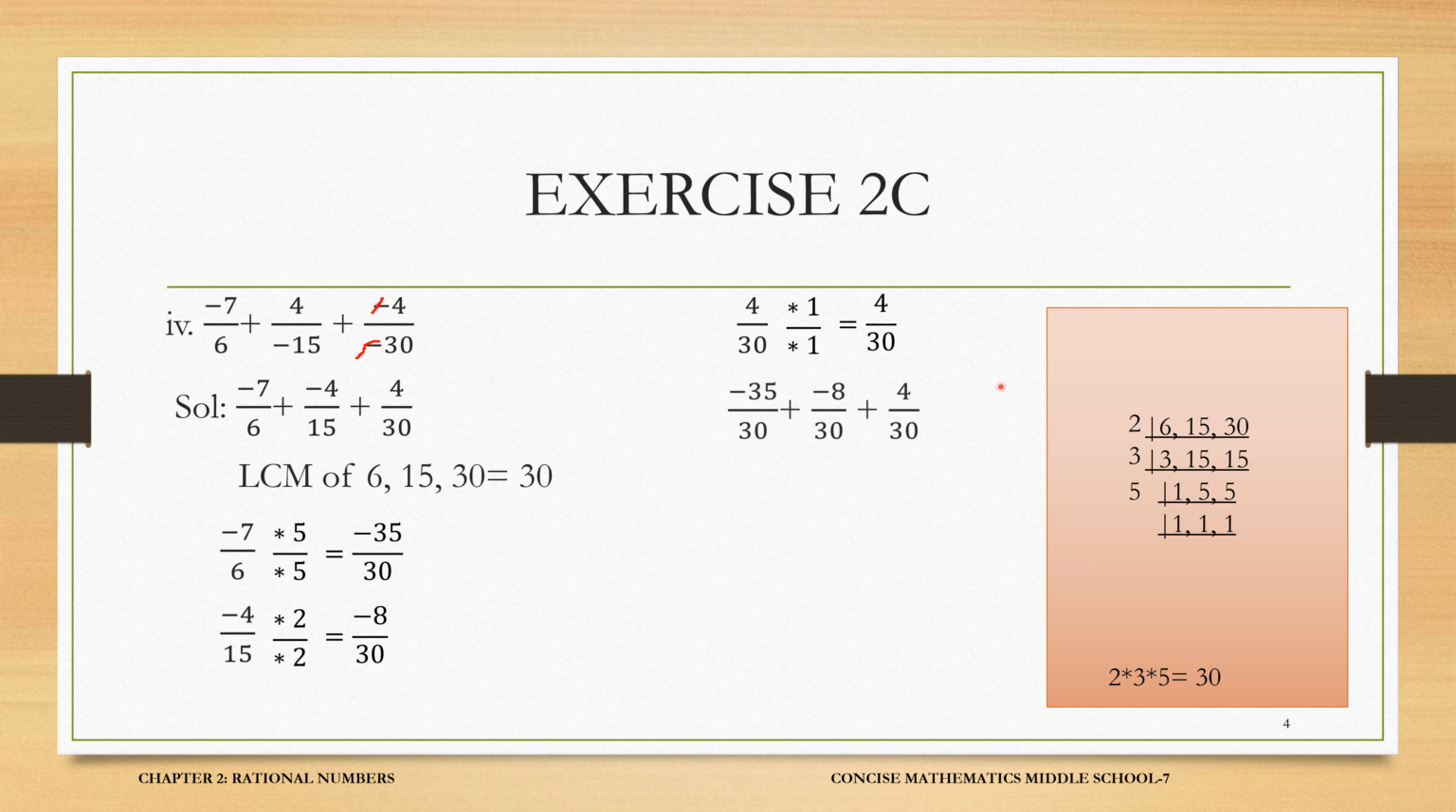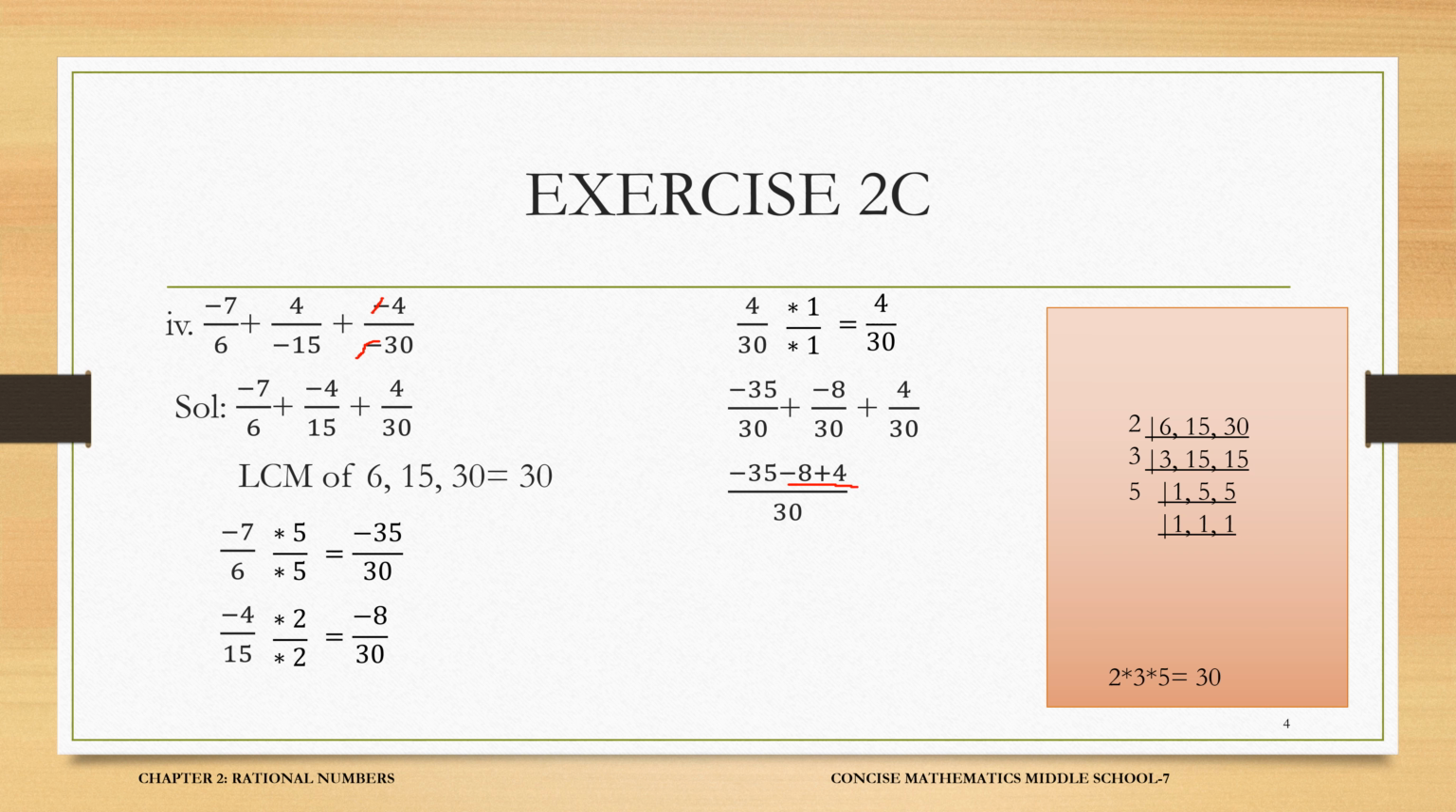Now the denominators are equal. Just add these three rational numbers, this number, this number and this number. See, all the denominators are equal. So directly you can add the numerators now. Here, either you can solve minus 35 minus 8, or you can even solve minus 8 plus 4 first. Anything can be done, but make sure by seeing the signs you have to do it.